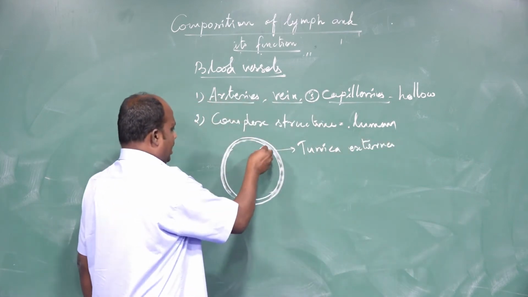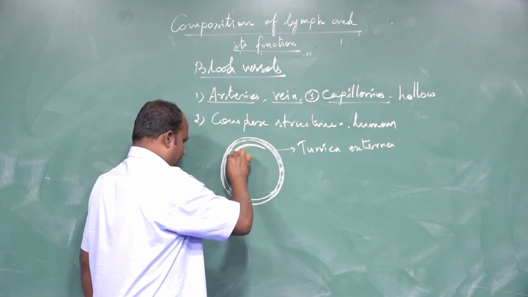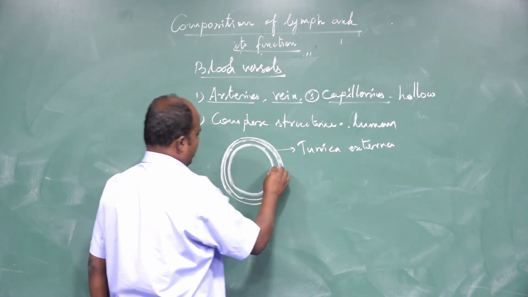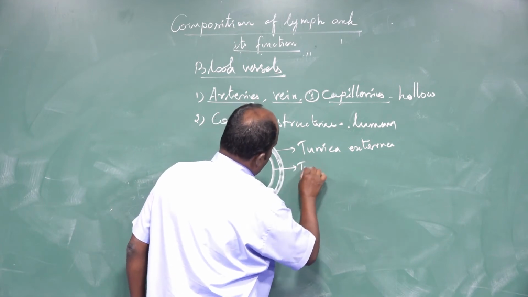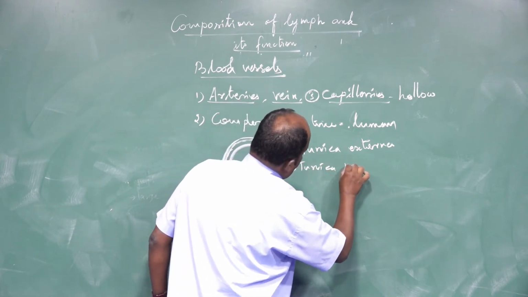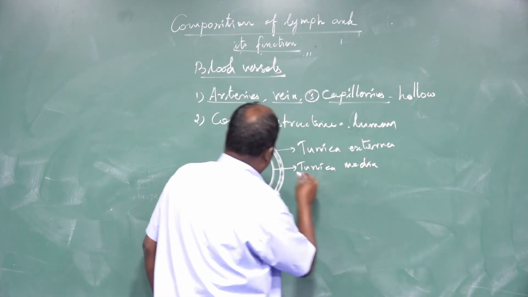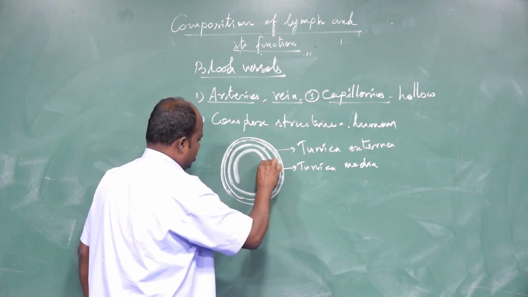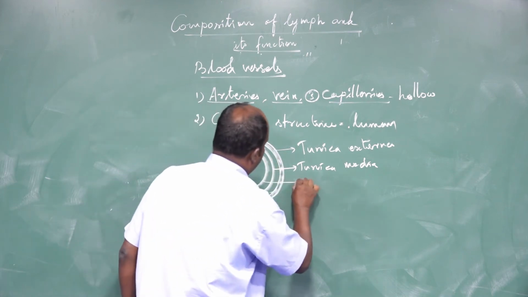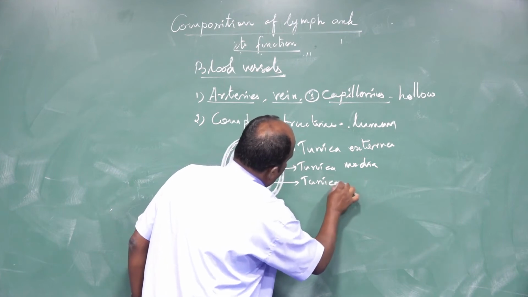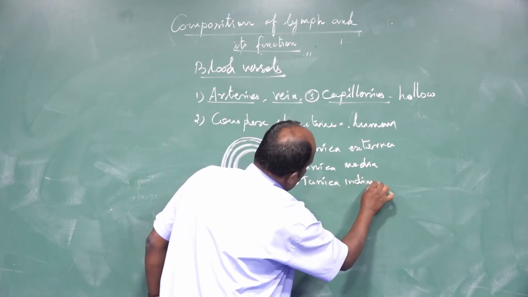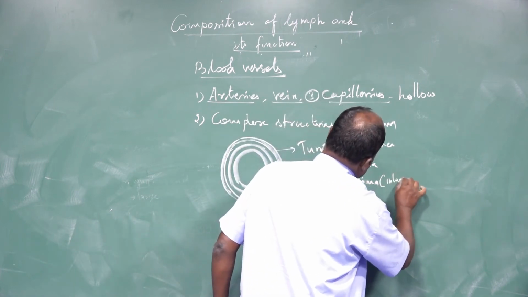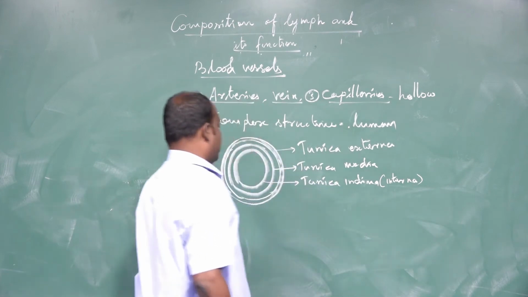Tunica externa is the outermost layer. The middle layer is named tunica media. The innermost layer is named tunica intima. The tunica intima is otherwise called tunica interna.